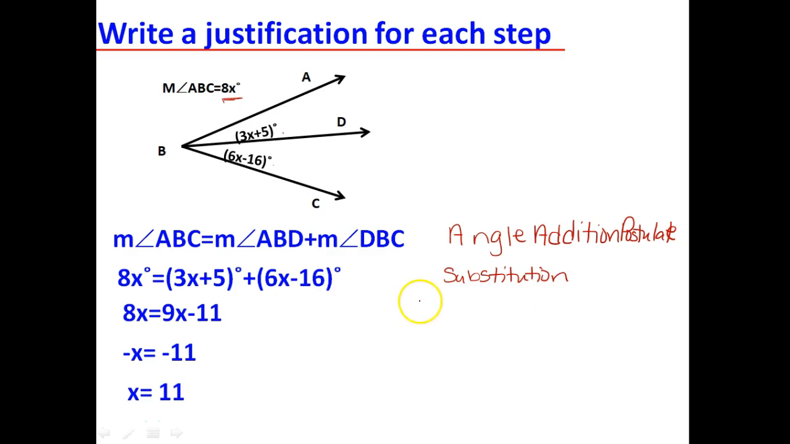All right, and then they simplify it, right? They combine like terms. 3x plus 6x is 9x. Positive 5 and negative 16 is negative 11. So they combine like terms. So let's just simplify. Here, they subtracted 9x from both sides. So it's the subtraction property of equality.